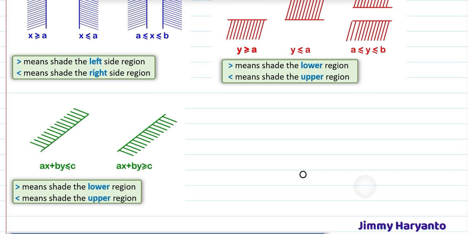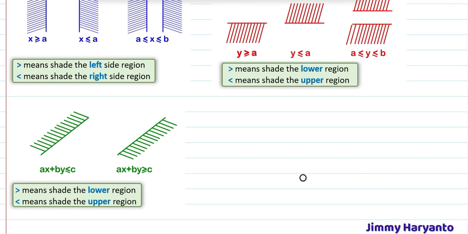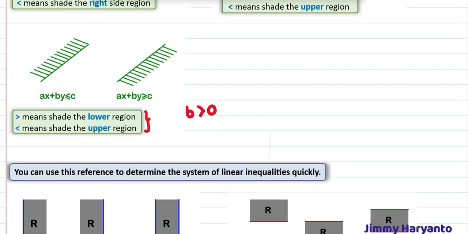The thing is, the b, or the coefficient in front of the y, has to always be greater than 0 for these rules to be applied. If b is less than 0, or negative, that means you have to make it positive first by multiplying everything by negative 1. Okay, next is this one.